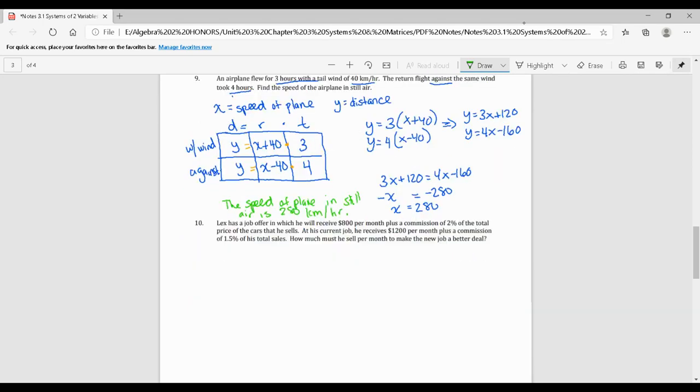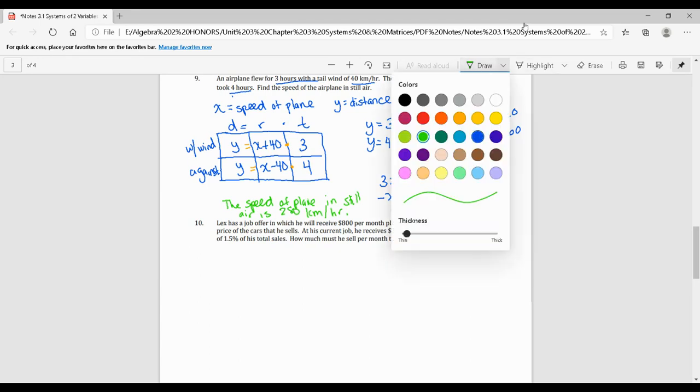Okay, now let's take a look at some sort of mixture type problems, or in this case, it's a sales commission based one. So Lex has a job offer in which he will receive $800 per month plus commission of 2% of the total price of the cars. At his current job, he received $1,200 per month plus a commission of 1.5%. How much must he sell per month to make the new job a better deal?